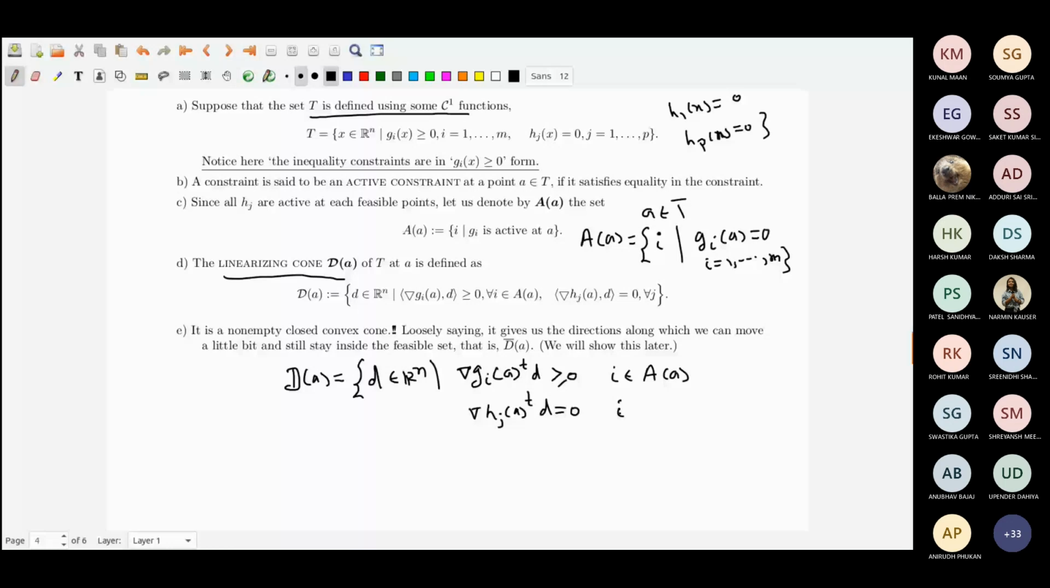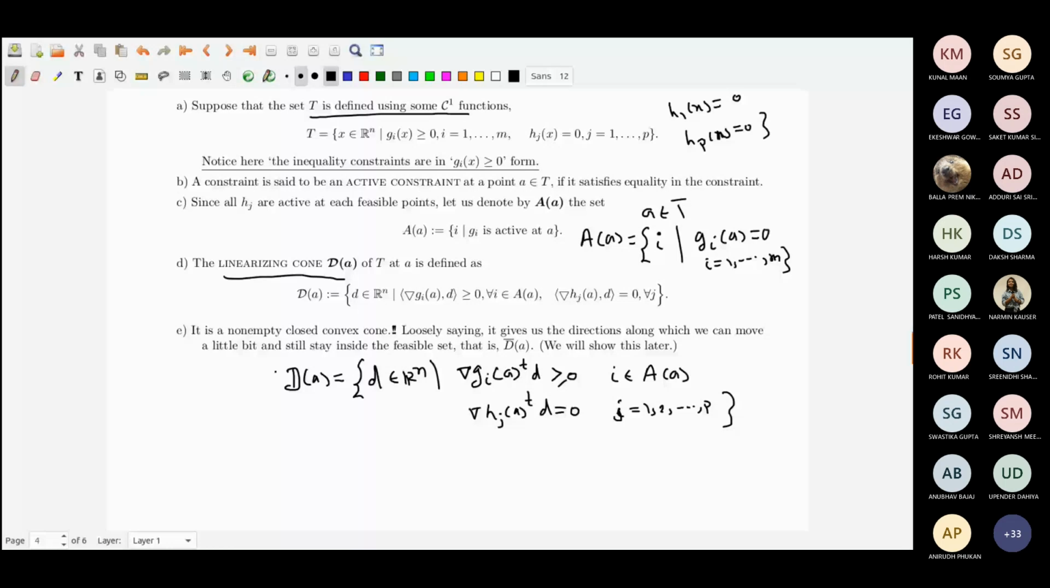Okay. This is a non-empty, closed convex cone. It is easy to show that. For example, 0 satisfies this, so it is non-empty. And if d satisfies this, then 2 times d will also satisfy this. So therefore it is a cone. If d1 satisfies this and d2 satisfies this, then d1 plus d2 will satisfy this. Therefore it is a non-empty closed convex cone.